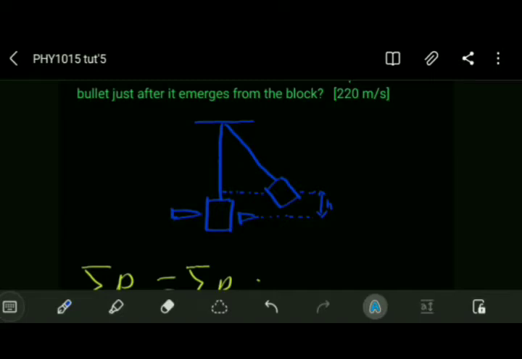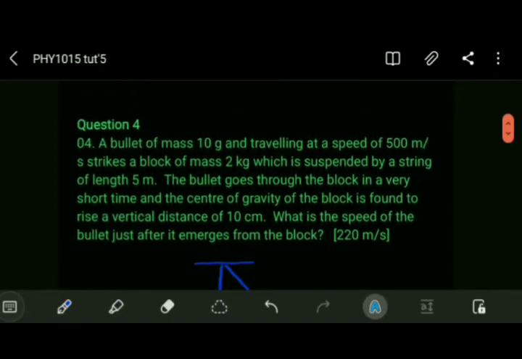Okay, so in the question here, we have a bullet of mass 10 grams traveling at that speed, strikes a block of mass 2 kgs suspended by a string of length 5 meters. The bullet goes through the block in a very short time, and the center of gravity of the block is found to rise a vertical distance of 10 centimeters. Okay, so they want us to find the final speed of the bullet after it emerges from the block.